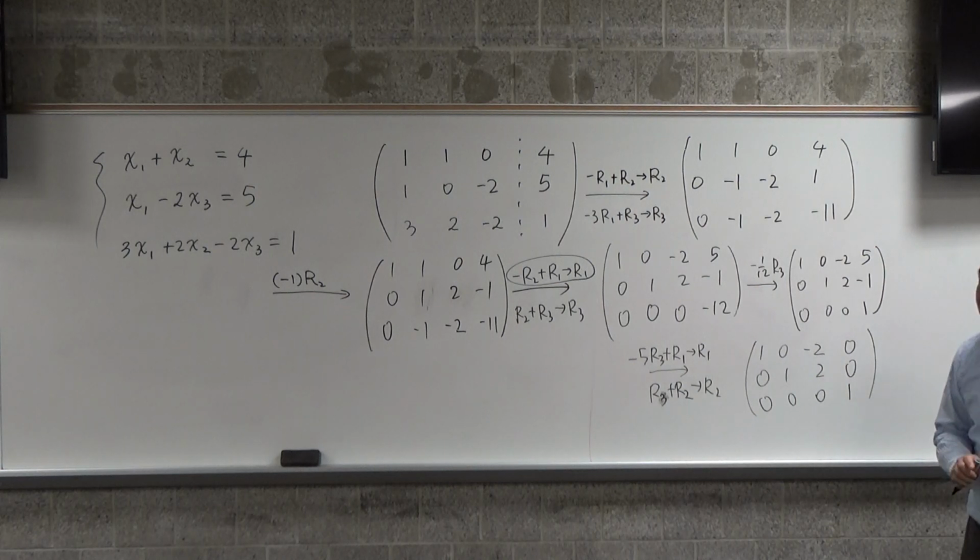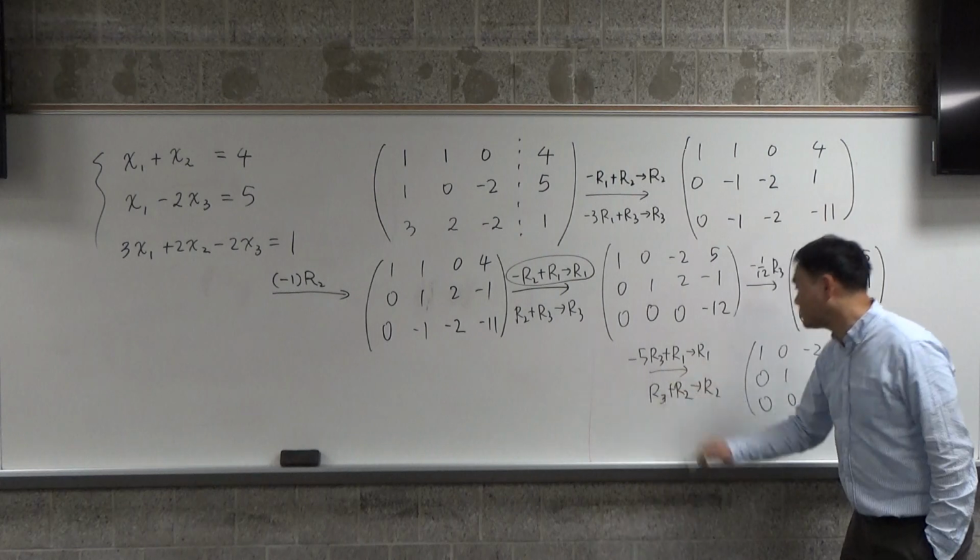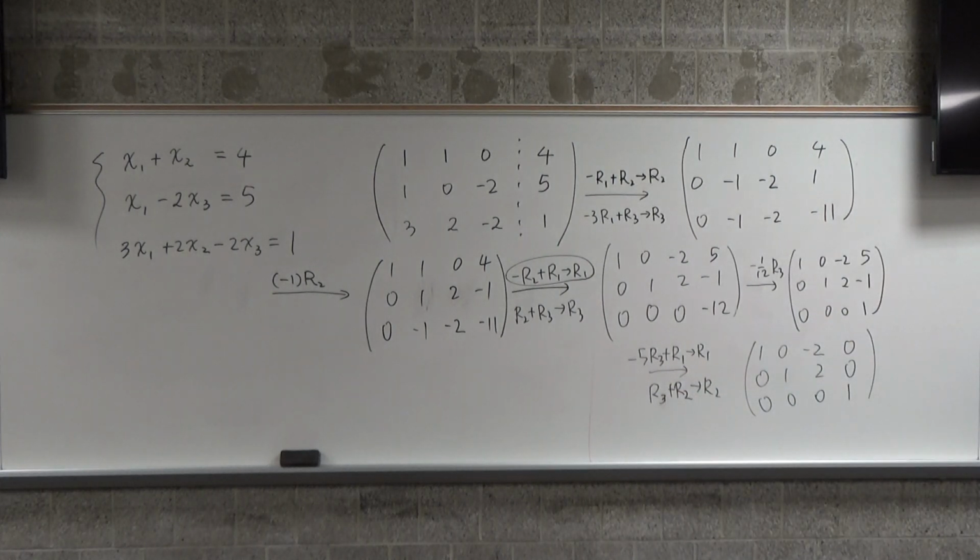Yes? Sorry, it's a bit small. Is that R3 plus R2 equals? Yeah, this is R3 plus R2. Alright, so that's the row reduced echelon form.